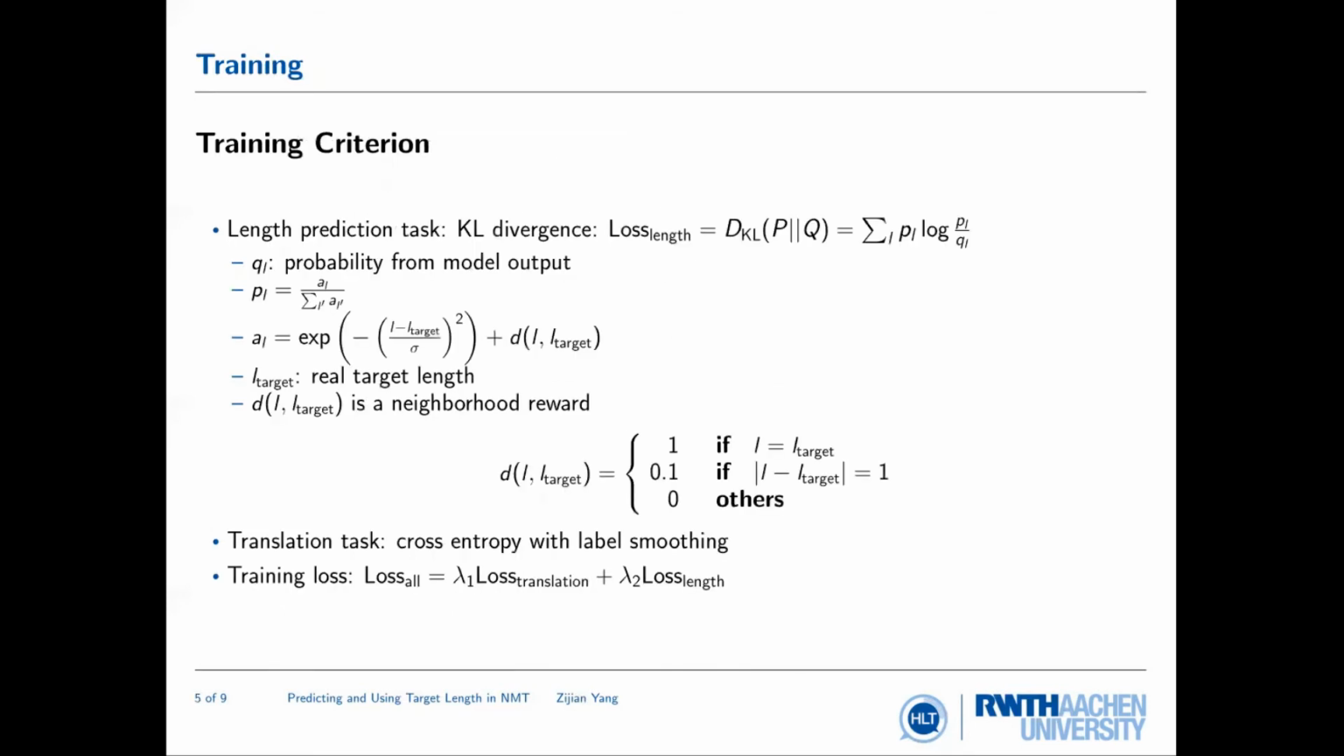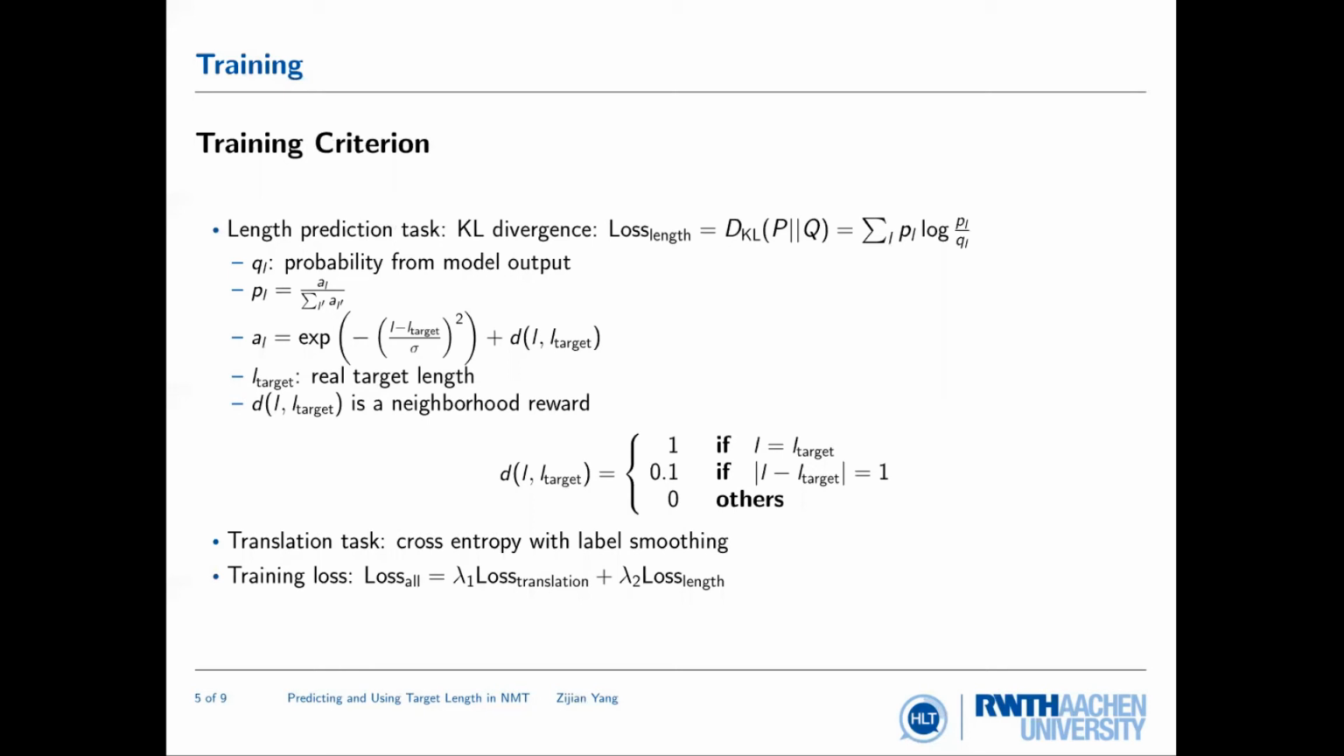Okay, now let me introduce how to train the model. During training, KL divergence is used as the loss of the length prediction task. QL is the probability from model outputs. PL is the target distribution given by a Gaussian function added with a neighborhood reward D, and then normalized. In this distribution, there's only one true label with a high probability.